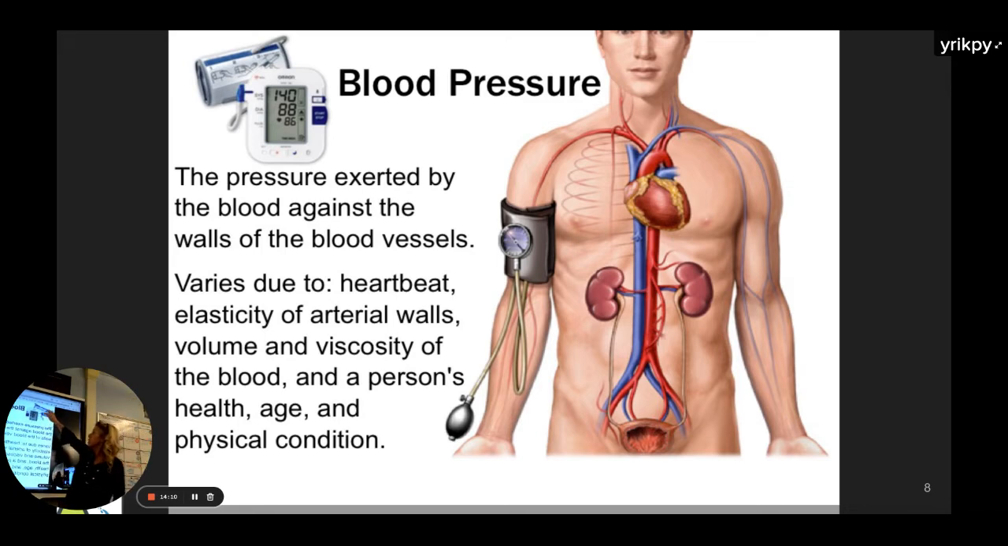And so you have your systolic pressure when the ventricles are contracting over the smaller number, which is your diastolic, when it's relaxing. So 120 over 70, 120 would be the systolic, the 70 would be the diastolic.